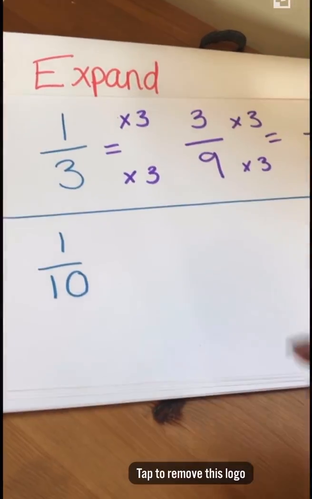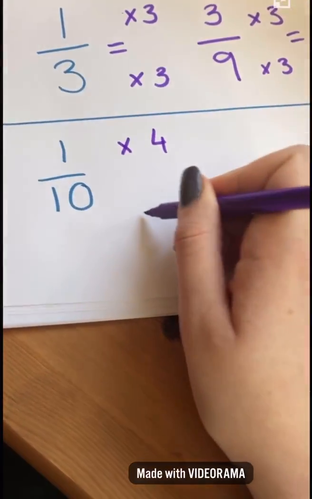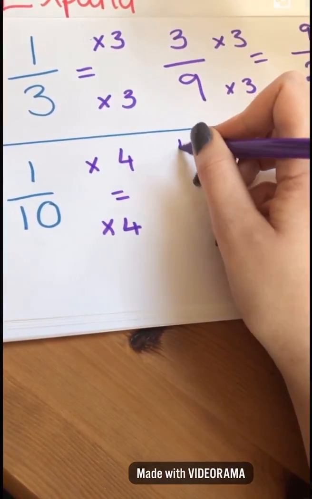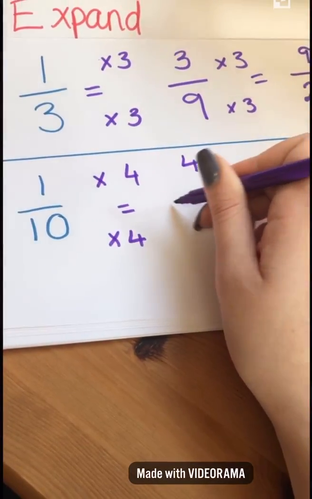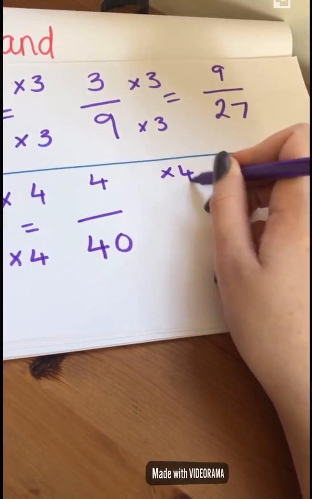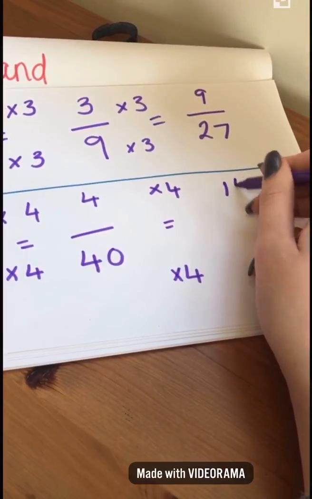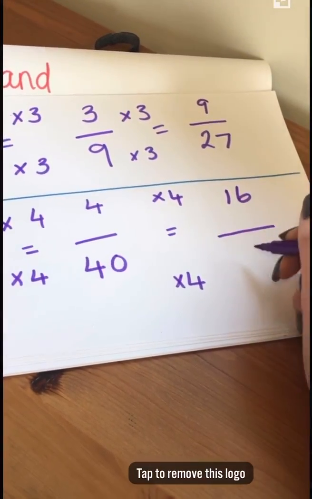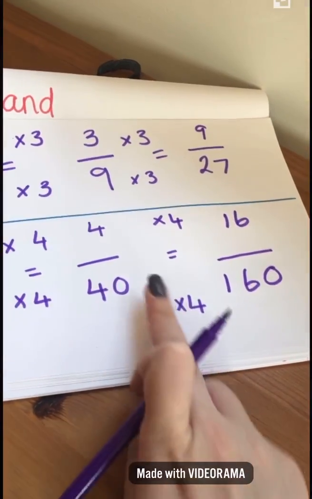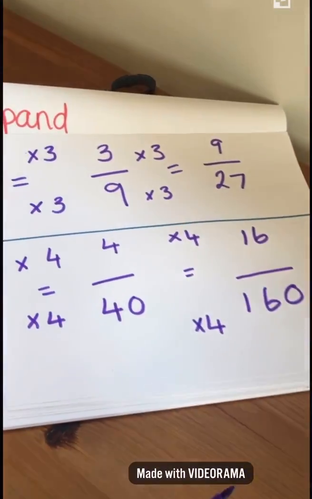Let's try this one. I want to expand 1/10. So I'm going to times 1/10 by 4. Just pick a random number. So 1 times 4 gives me 4. 10 times 4 gives me 40. I'm going to go again. Let's go 4 again. 4 times 4 gives me 16. 4 times 40 gives me 160. Now I use magic maths here because I covered my 0 up. 4 times 4 is 16. Put my 0 back on the end is 160.